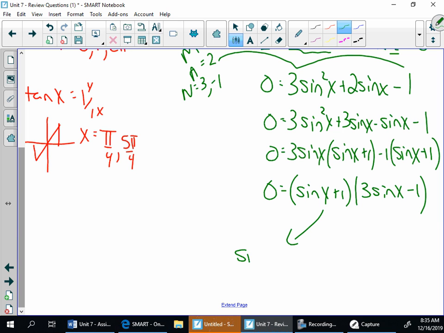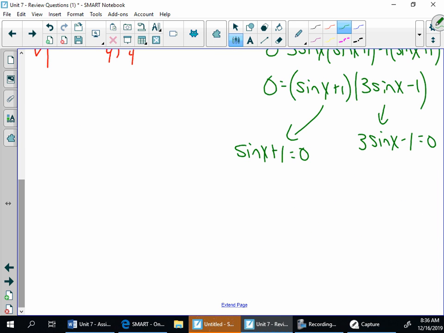So either this is 0 or this is 0. Now the first one is kind of nice. So that's a unit circle question. Where can that be? Negative 1. This is y over r. So the only place that's possible is 3 pi over 2.